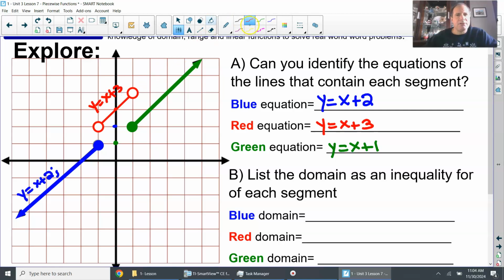And remember, we did not put any of the domains. We didn't figure out any of the domains. But now let's go ahead and figure out the domain of the blue. So it starts here. So this right here is -1 on the x. And it goes on forever like that. So it is x is less than or equal to -1.